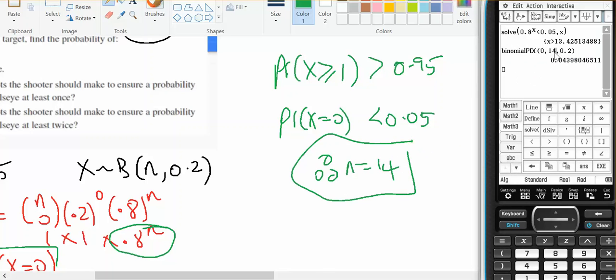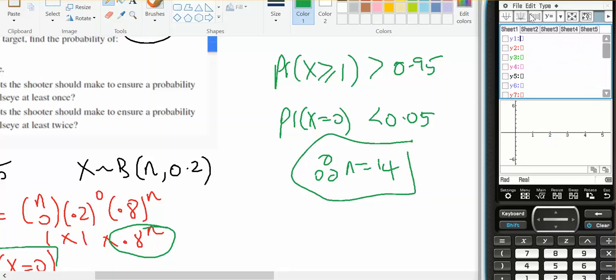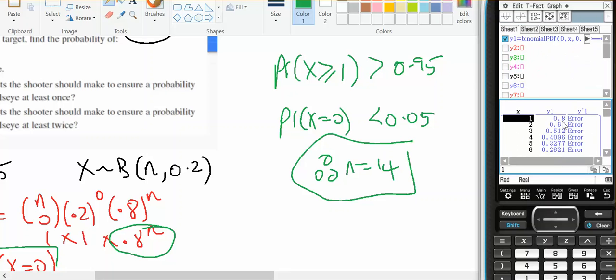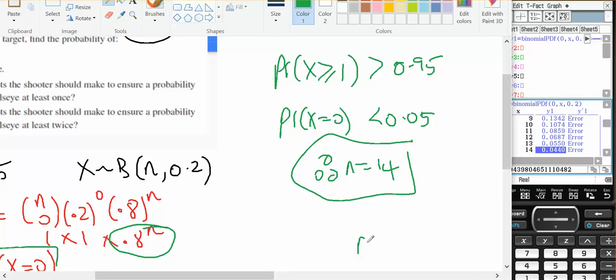Option number 2 is I'm going to select that. I'm going to jump out of here and I'm going to go edit, paste. So there is my distribution. I'm now going to select it. I'm going to go up to the table, and then I'm going to go down the table until I get this value to be less than 0.05. 13 is 0.055. 14 is the first time it's below. Therefore, n equals 14.